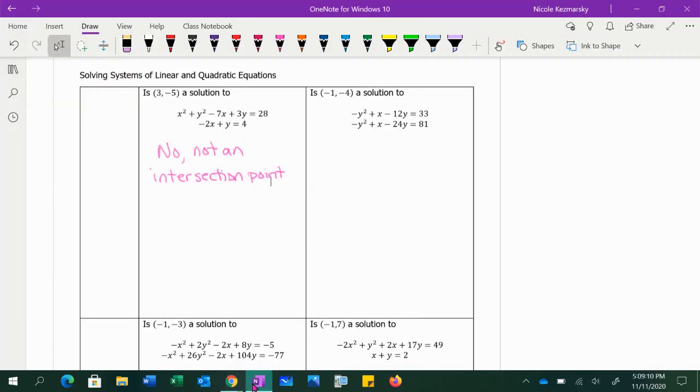Okay. So we're going to say again for this one, no, not an intersection point.